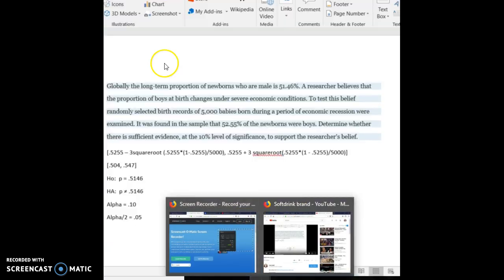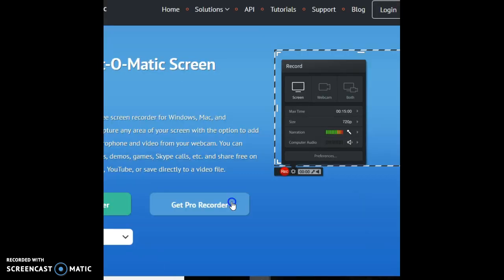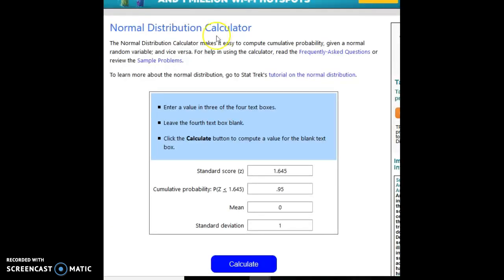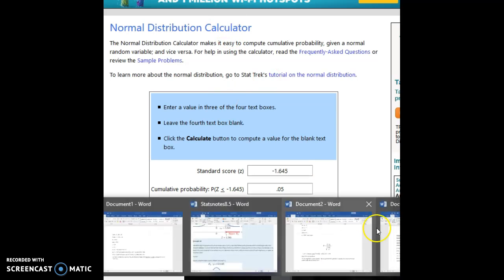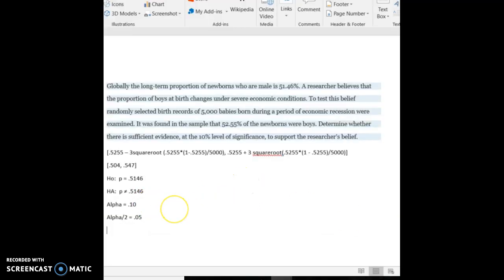to StatTrek again. There we go, StatTrek. And I'm going to put 0.05 in there. And I need to erase what I've got here, but I have a feeling it's going to give me negative 1.645 anyway, which it does. All right, so let's go back. So our critical value, and I'm just going to write critical value, is negative 1.645.